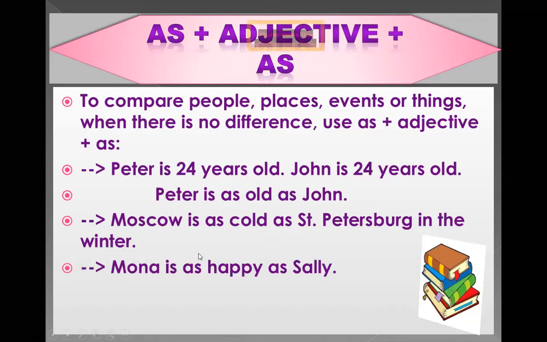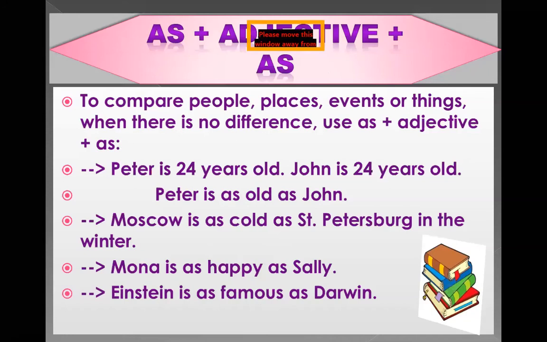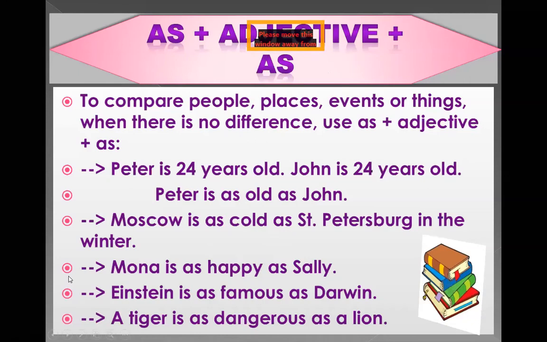Like this example, Mona is as happy as Sally. They are the same. Or Einstein is as famous as Darwin. They are the same, as famous as. Or a tiger is as dangerous as a lion. They are the same. So we can use as plus bare adjective plus as to express things or two people who are the same. There is no difference between them.